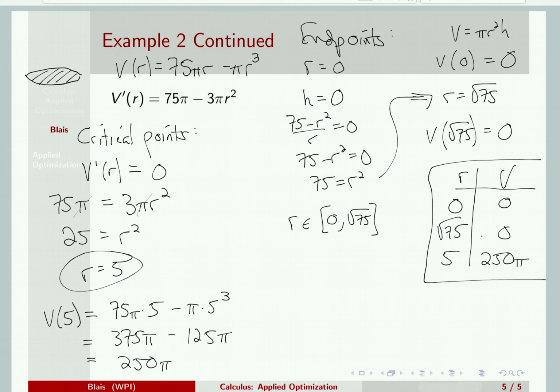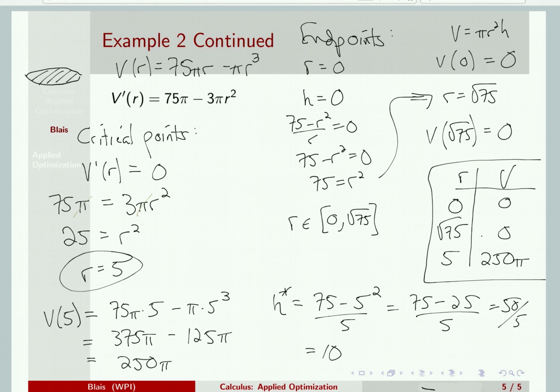And if we want to say what the height is, remember our height was (75 minus r squared) over r. So in this case, if we wanted to call it h star to be the optimal height, that would be (75 minus 5 squared) over 5, or (75 minus 25) over 5, or 50 over 5, or 10. So our optimal can, our maximum volume can, has a volume 250 pi square centimeters, a radius of 5 centimeters, and a height of 10 centimeters.